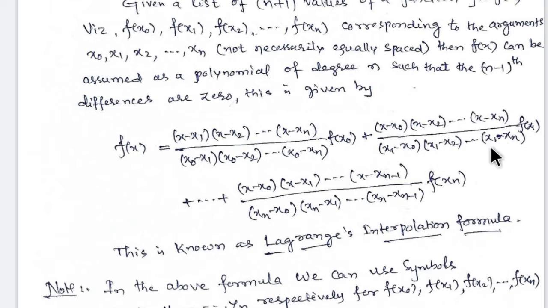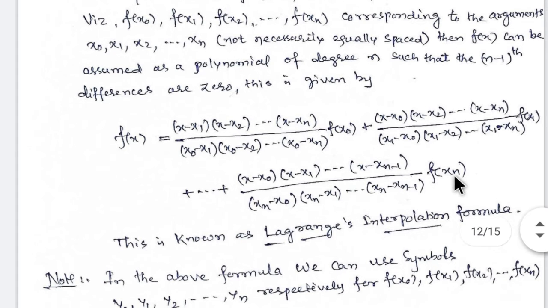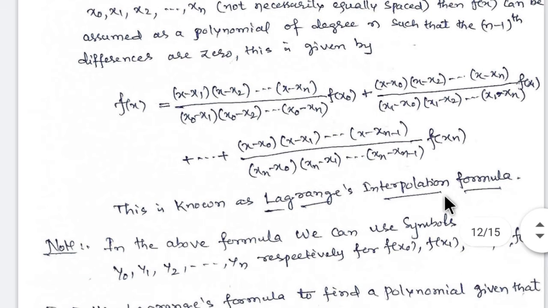So like that, plus etc., write like this. Finally, x minus x naught, x minus x1, etc., x minus x n minus 1, divided by xn minus x naught, xn minus x1, etc., xn minus x n minus 1, into f of xn. If you observe carefully, you get this. This is known as Lagrange's interpolation formula.